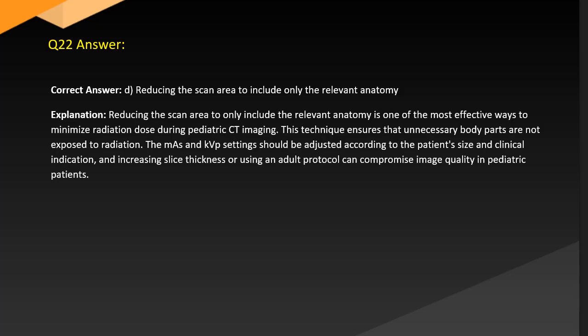Answer. Correct answer: D. Reducing the scan area to include only the relevant anatomy. Explanation: Reducing the scan area to only include the relevant anatomy is one of the most effective ways to minimize radiation dose during pediatric CT imaging. This technique ensures that unnecessary body parts are not exposed to radiation. The mAs and kVp settings should be adjusted according to the patient's size and clinical indication, and increasing slice thickness or using an adult protocol can compromise image quality in pediatric patients.